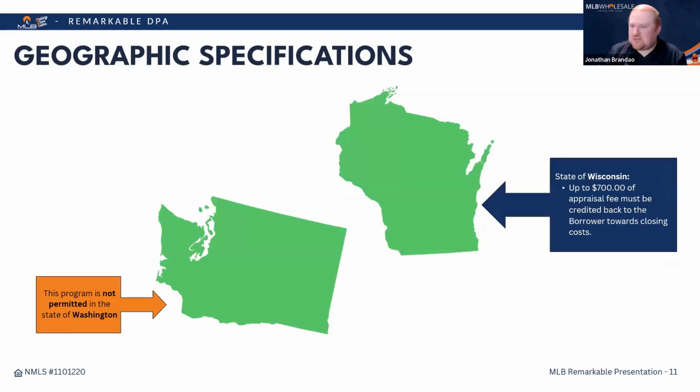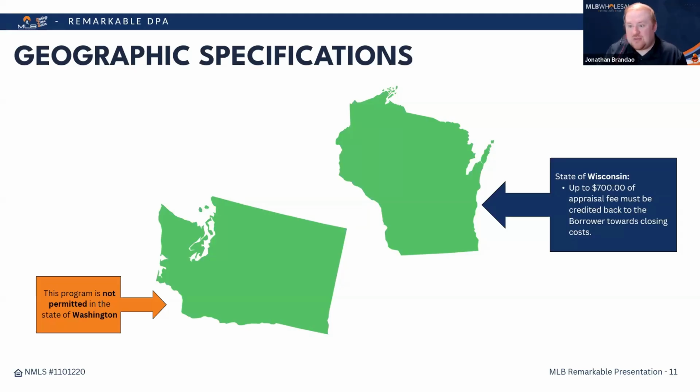So moving forward, some just things to call out. Like I mentioned before, it's not available in the state of Washington. But if anybody here does business in the state of Wisconsin, on top of the DPA, they actually get a credit of up to $700 for the appraisal. So that's only if they're buying a property in the state of Wisconsin. That's just something extra to get for that specific state.